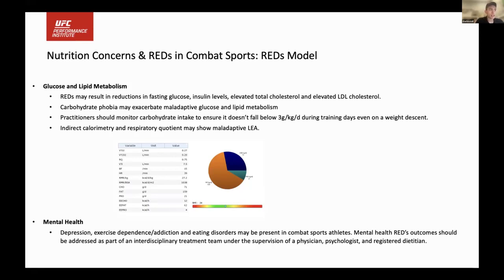Of course, depression, exercise-induced dependency or addiction, and eating disorders may also be present in combat sports. For the mental health REDs outcomes, we stress that it should be part of an interdisciplinary team approach under the supervision of a physician, a psychologist, as well as a registered dietitian.